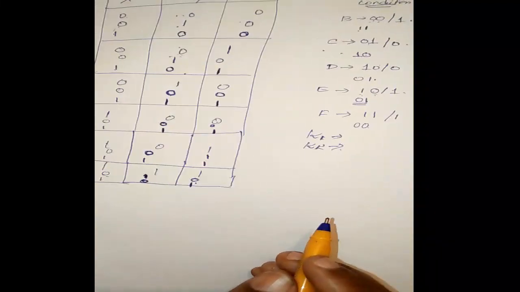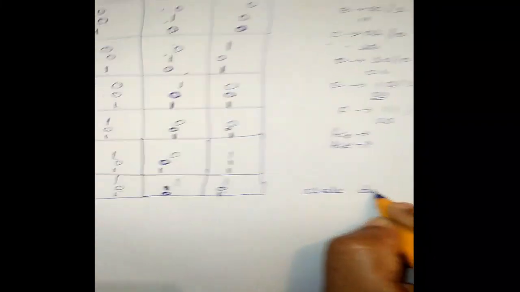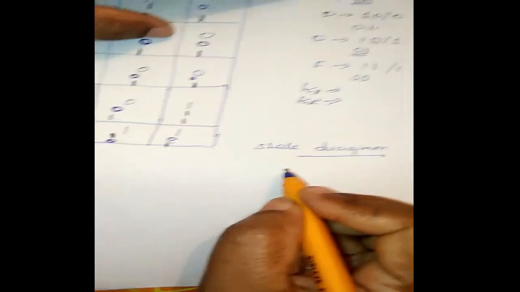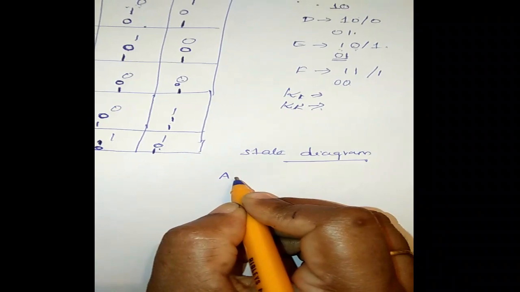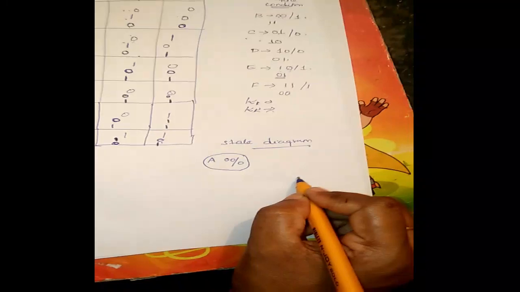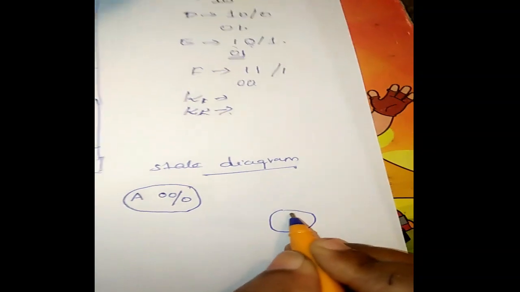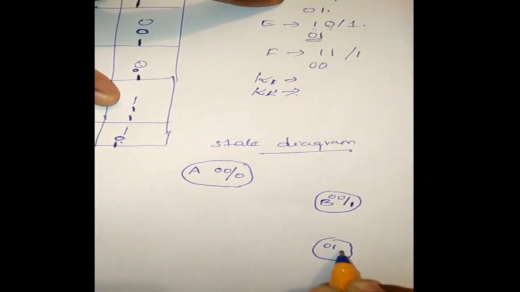Now dear students, keeping this in mind, you can see this reduced table. From this reduced table, I'm going to draw the state diagram. You can have a look at the state diagram. I have written clearly for you all what is the position of A and what is its output. So A is 0 0 with an output 0, correct? Let me write B for you all here. B is 0 0 with an output 1, correct? This is my B. And C is 0 1 with an output 0.